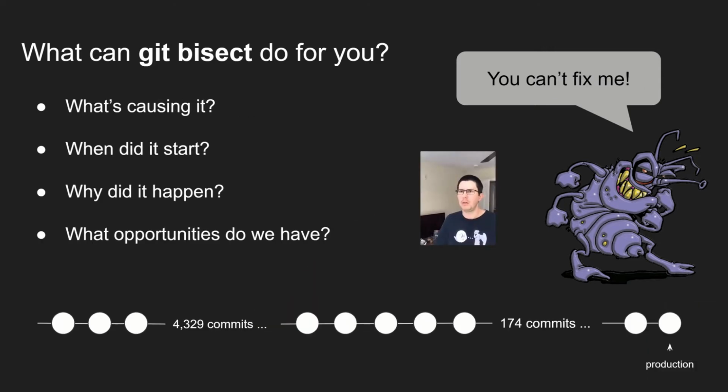What Git bisect can do is help you understand what you need to know to fix the bug and truly fix it so it doesn't come back: what's causing it, when did it start, why did it happen, and probably most importantly, that's the one that's the hardest to remember, what opportunities do we have for making sure this kind of thing doesn't happen in the future? Who might need some extra perspective? Who is aware of complexity that we weren't, that wasn't thought of?